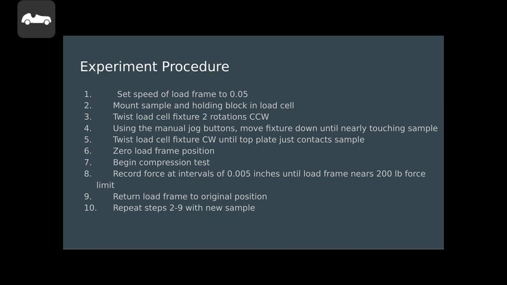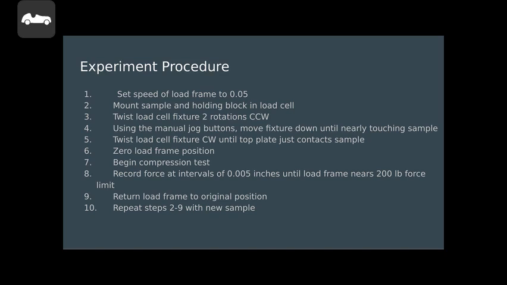Now, the first step in actually running the test is to set the speed of the load frame to 0.05 on the machine. The second part is to mount the sample and put the holding blocks into the load cell. Then the third is to twist the load cell fixture two rotations counterclockwise. Then, using the manual jog buttons, move the fixture down until it is a little bit above the sample. So it's not quite touching it, but it's really close.